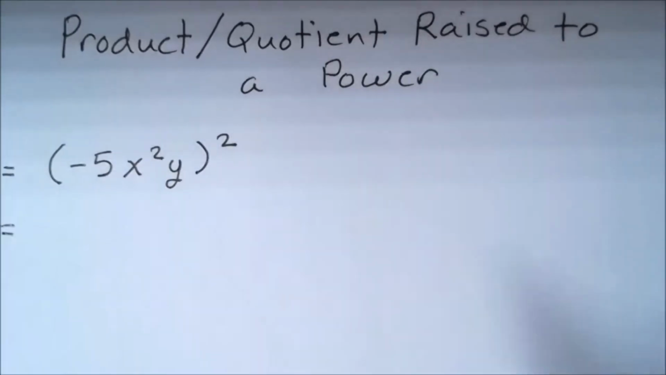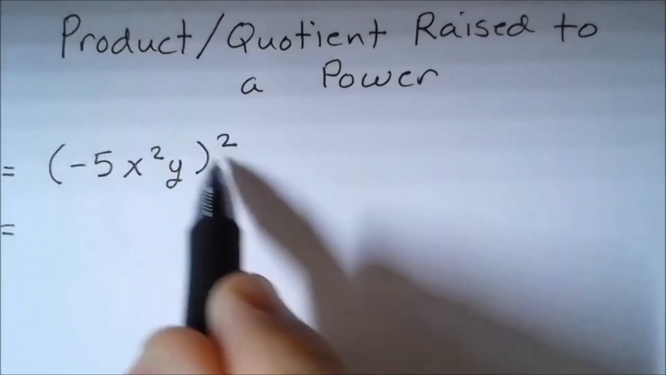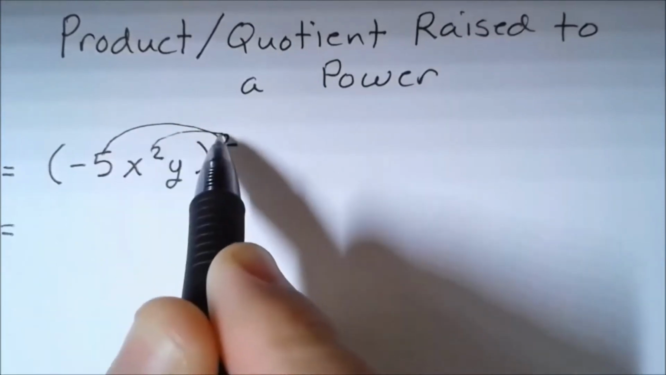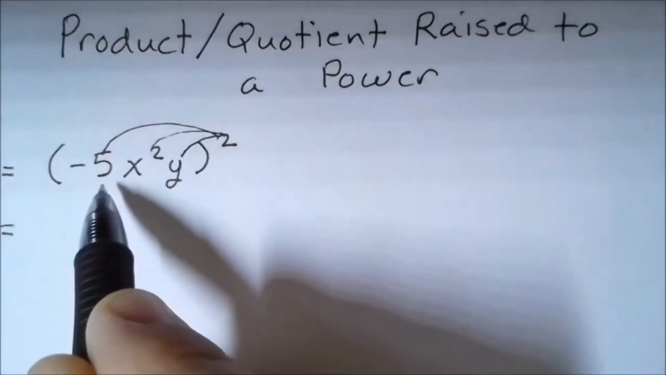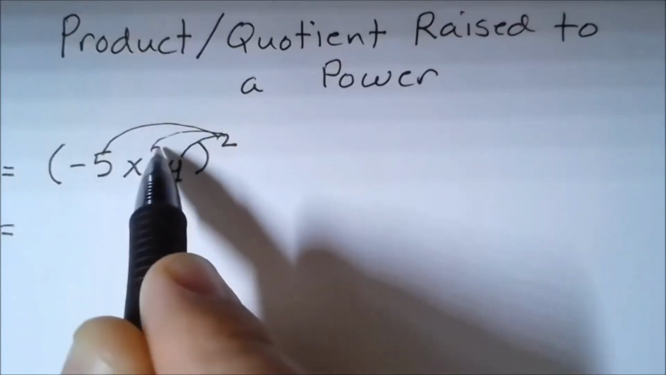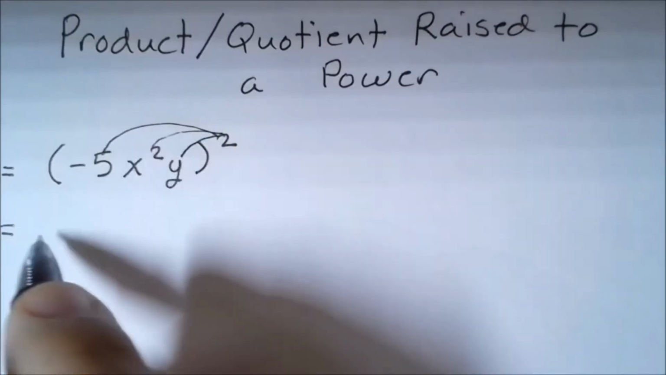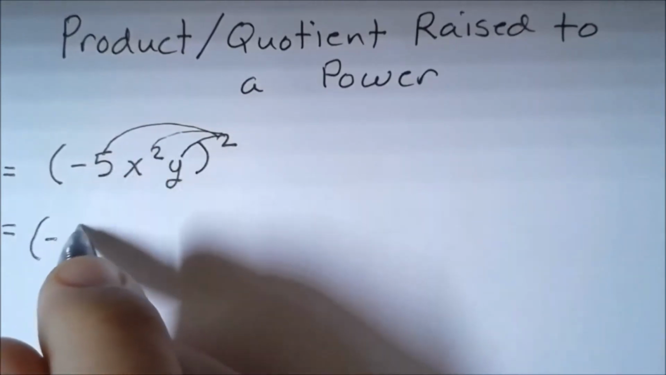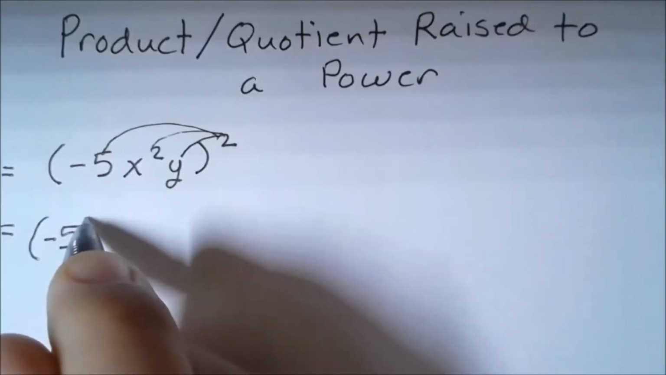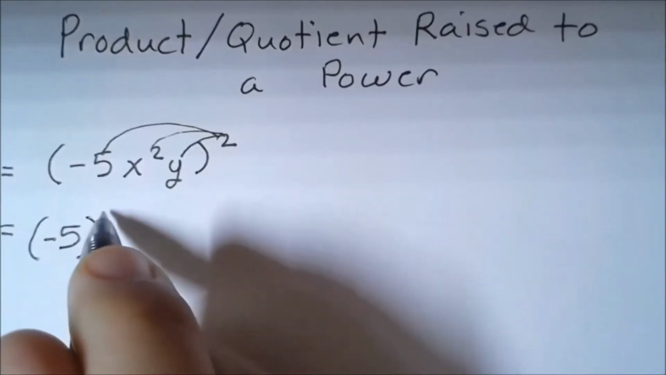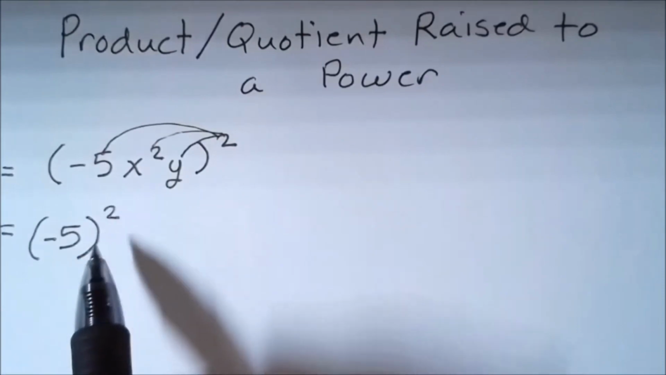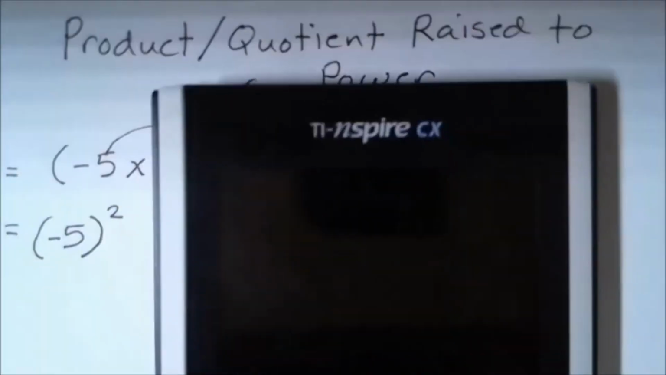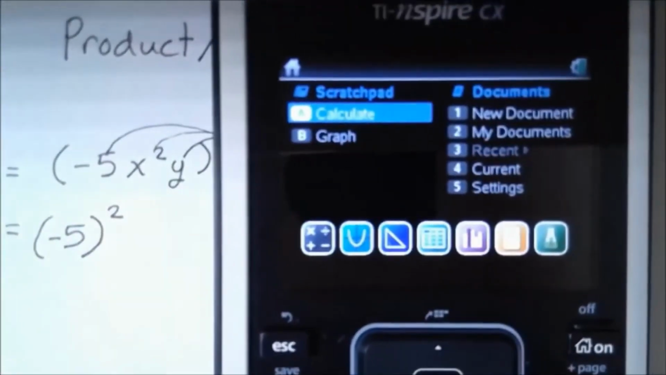So if we were to write out what we're going to do, remember when we have that external power, it's just going to be multiplied to each term inside of the parentheses. So it's going to be multiplied to all three of these terms, negative 5, x squared, and y. So when we multiply it to negative 5, since the negative 5 was inside of parentheses, we need to make sure that anything that carries that negative sign stays inside of parentheses, because it will actually make a difference when you're working it out. In other words, you probably already understand this concept, but I think it's worth looking at since we're in this situation.